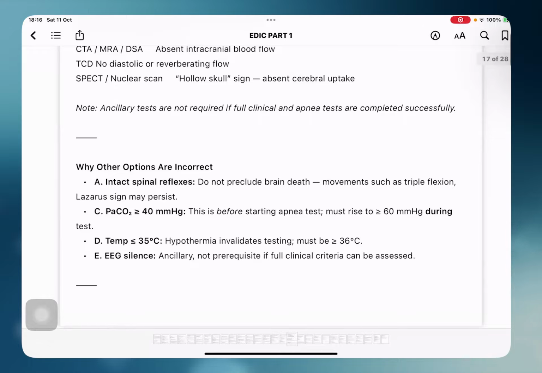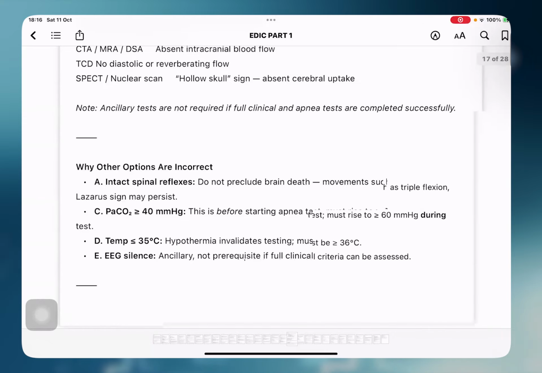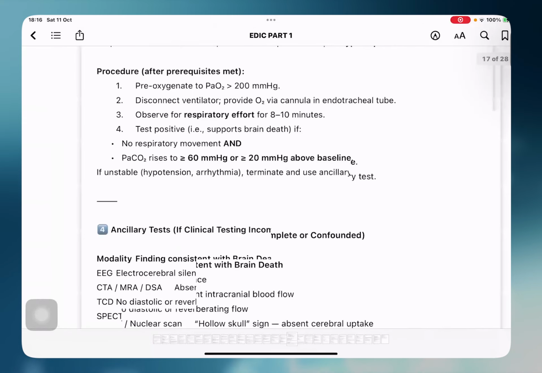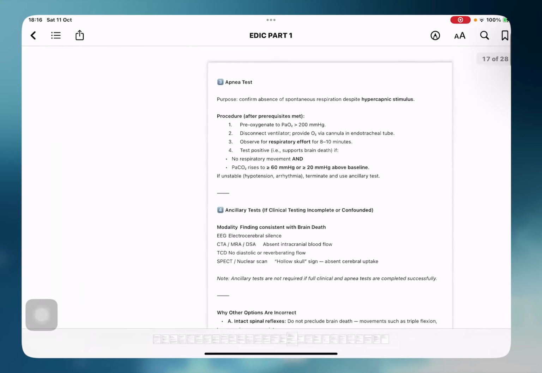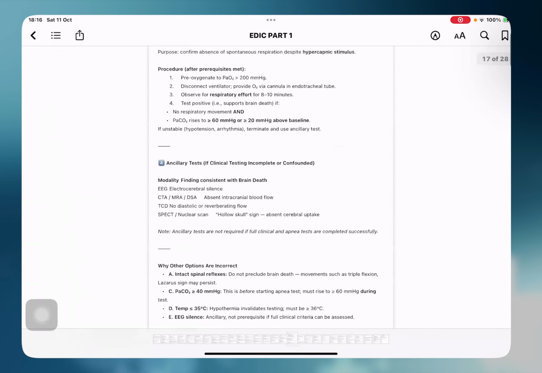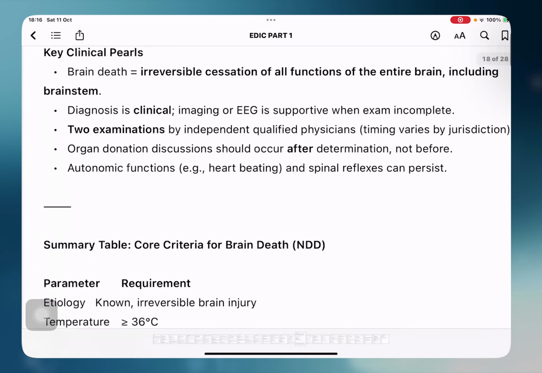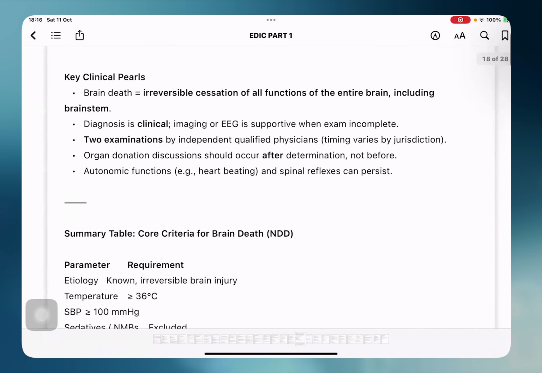EEG silence is an ancillary test. It is not a prerequisite if full criteria can be assessed. So if the full criteria can be assessed, always go for the apnea test and full criteria testing. Other ancillary tests are not essential ones, but if you cannot perform the primary test, only then you can go for them. Brain death is defined as an irreversible cessation of all the functions of the entire brain, including brainstem. The diagnosis is purely clinical, with imaging or EEG supportive when the exam is incomplete.